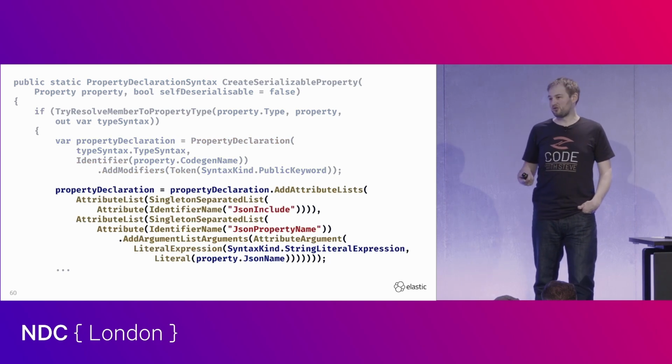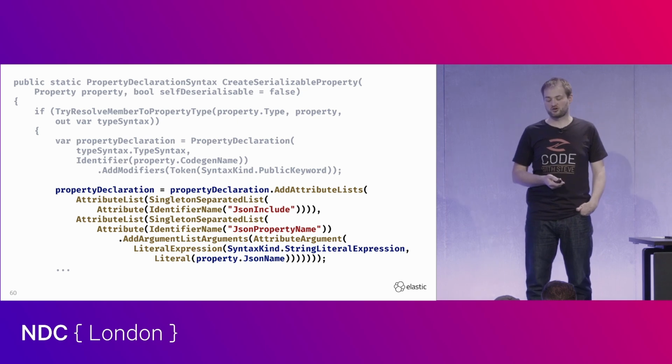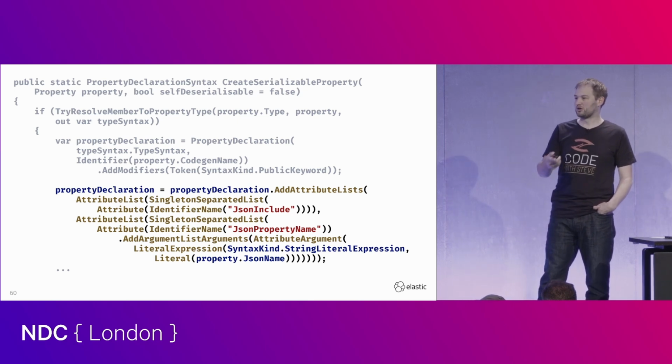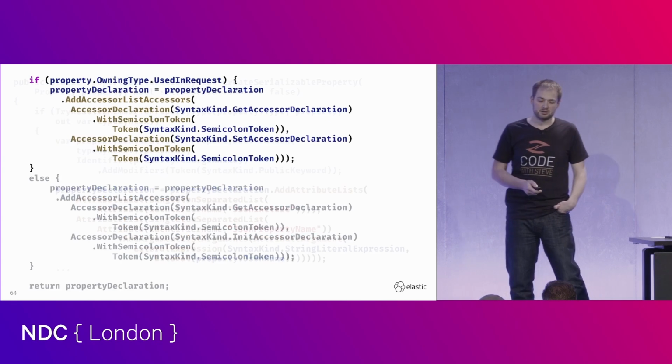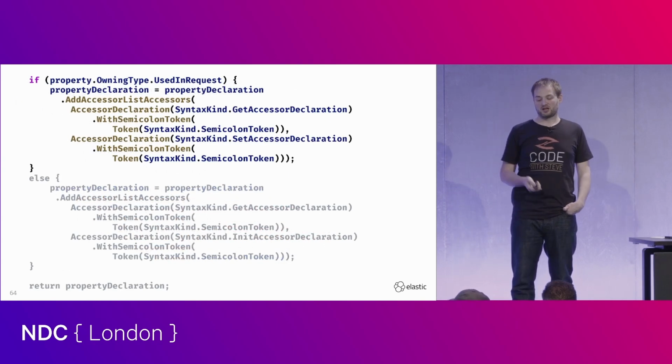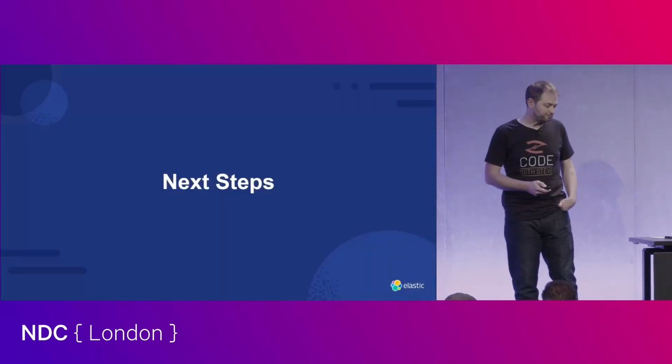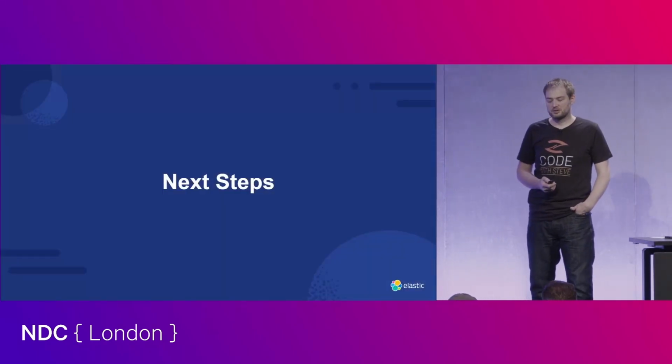We can add any attributes that are needed for System.Text.Json. So the JSON include, the JSON property name, and we get all of the property names off of the spec. If it's used in the request, we add a getter and a setter. Otherwise, we don't. And that's pretty much it for our code generator.